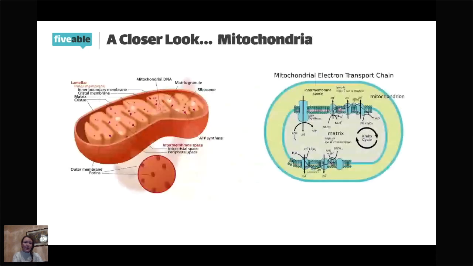Okay, the mitochondria, the powerhouse of the cell, everyone's favorite thing. Big thing here, we know that this is the site of two of three parts of cellular respiration. So previewing next week, you have glycolysis, which does not happen inside of the mitochondria, but then you have the Krebs cycle and the electron transport chain, which do happen inside of the mitochondria.